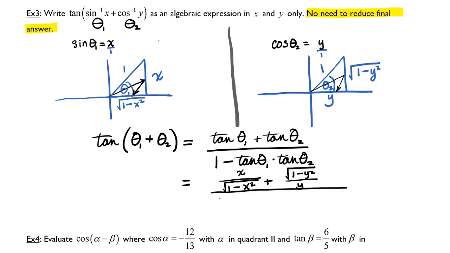In the denominator, I have 1 minus tangent of theta sub 1, which I'll replace with x over the square root of 1 minus x squared, times tangent of theta sub 2, which is the square root of 1 minus y squared, all divided by y.